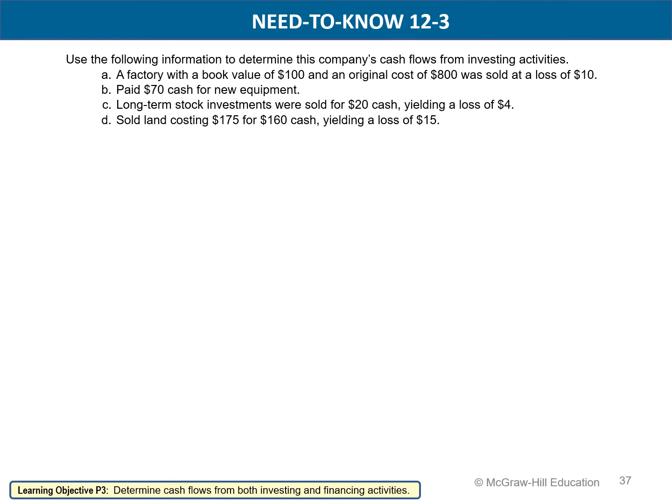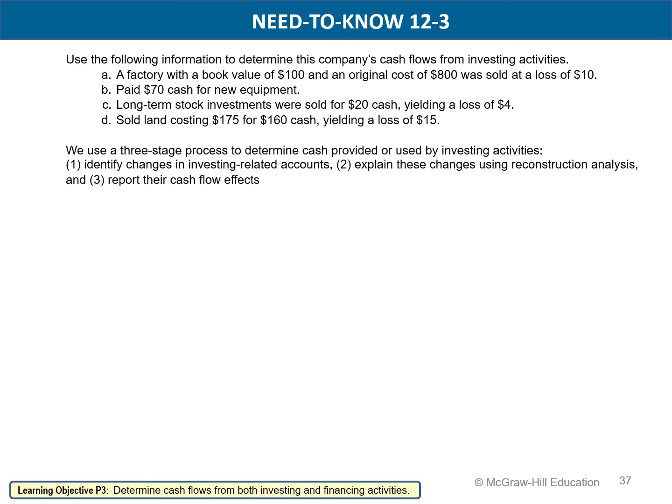All right, so using the following information, let's determine what the company's cash flows are from investing activities. So we can use the 3-stage process like we just went through. Identify the changes in investing related accounts, explain them using reconstruction analysis, and then report their cash flow effects.